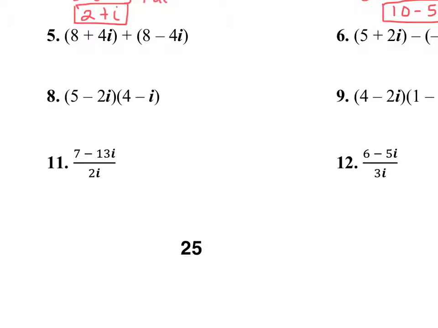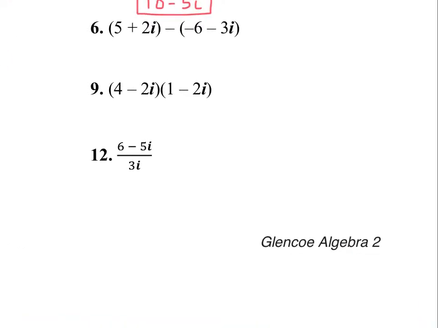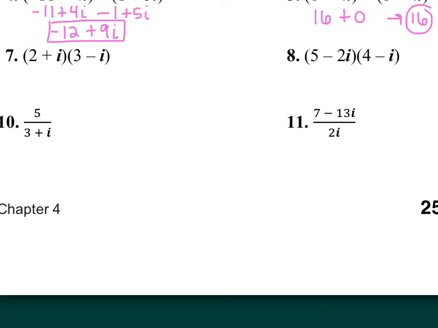Number 5, we are adding, so no parentheses needed, so just add the right terms. And so it's going to be 16 plus 0, which is just 16. Number 6, distribute the negative because we're subtracting. It's really adding 6 and adding 3i. Since I distributed the negative, I can drop parentheses. Add real to real, so that's 11. Imaginary plus imaginary, plus 5i. So A is 11, B is 5.